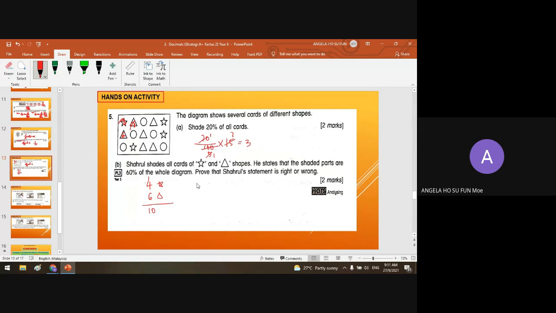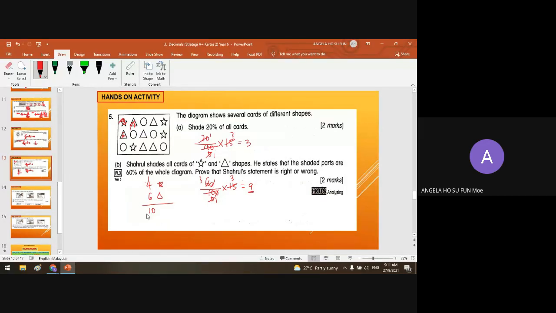First of all, 60% of the whole diagram, I find 60% of the whole diagram times 15 altogether. I cut with 0. 2 times 3, 2 times 5 is 10. 5 times 1, 5 times 3 is 15. So the answer is 9. Okay, by right, 60% is 9.